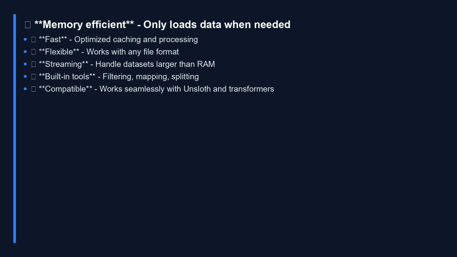Why use Hugging Face datasets? There are 6 reasons this library has become the default choice for fine-tuning work. It's memory efficient. Data is loaded on demand rather than all at once. It's fast thanks to optimized caching and parallel processing. It's flexible, supporting virtually any file format you'll encounter. It supports streaming, so you can work with datasets larger than your RAM. It ships with built-in tools for filtering, mapping, and splitting. And it integrates seamlessly with Unsloth and the broader Hugging Face ecosystem.